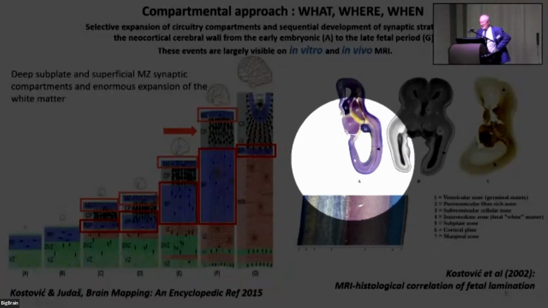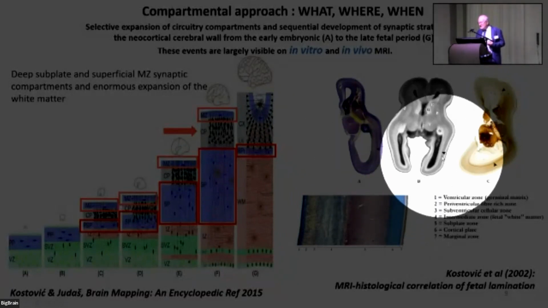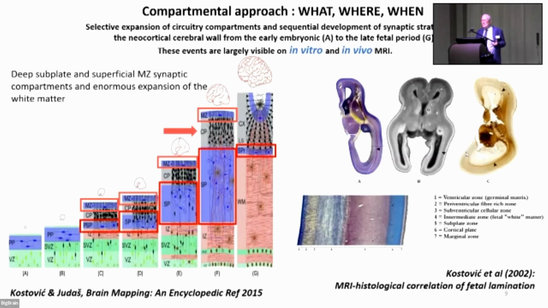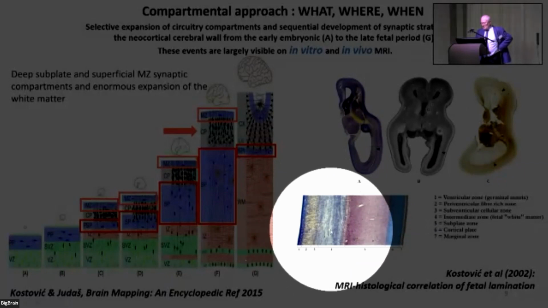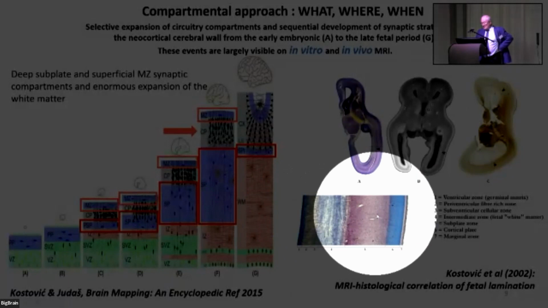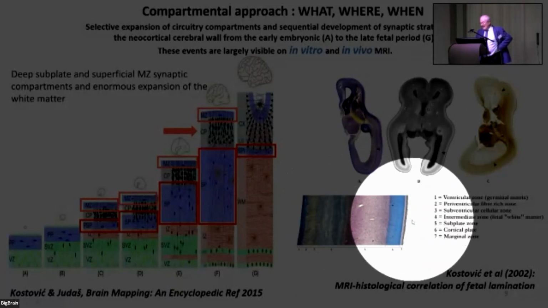Look, the largest compartment with synapses, you can see it macroscopically on conventional magnetic resonance imaging. So all layers can be seen in conventional magnetic resonance, starting from this ventricular, subventricular zone, then intermediate, and then huge subplate, and then cortical plate and marginal zone.